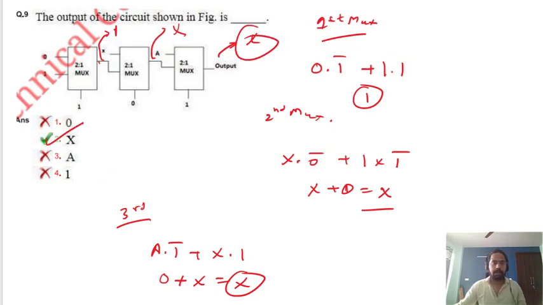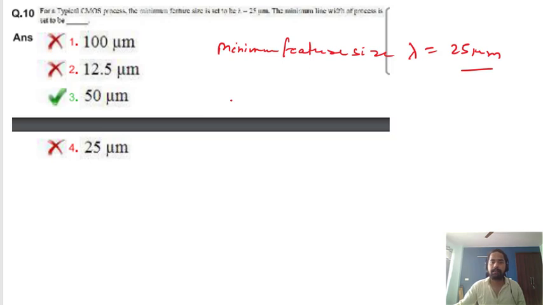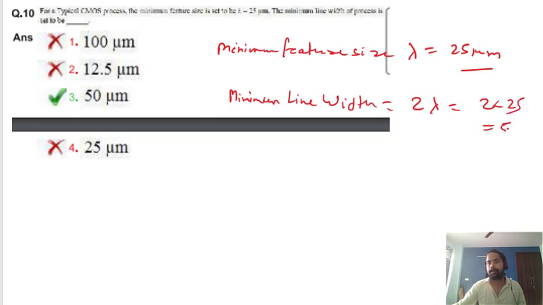Next question. For a typical CMOS process, the minimum feature size, they are saying lambda is given as 25 micrometer. Now they are asking the minimum line width. So minimum line width can be calculated as twice of the minimum feature size, that is twice of lambda, 2 into 25 micrometer, which is equal to 50 micrometer as the correct answer. So option 3 will be the correct answer.